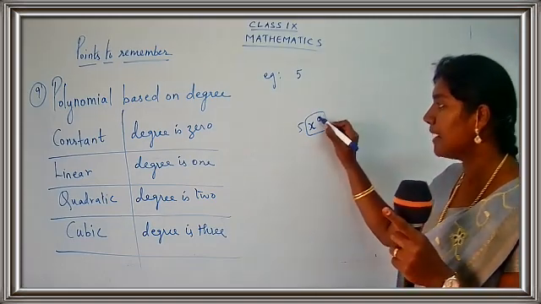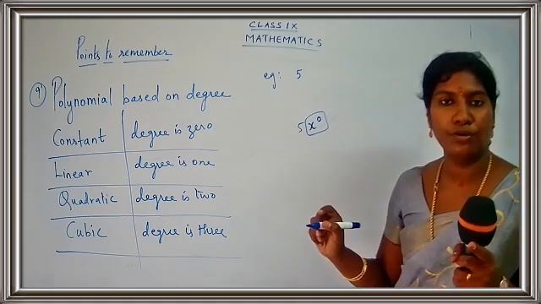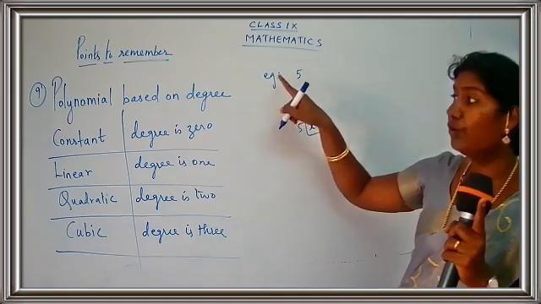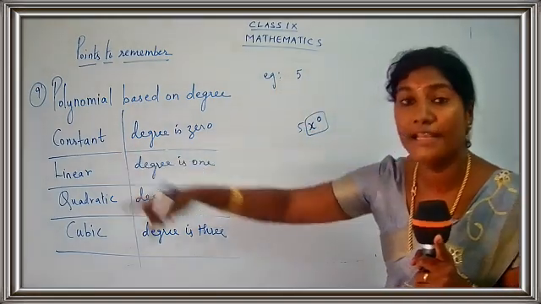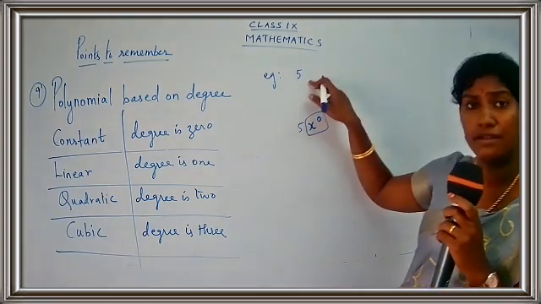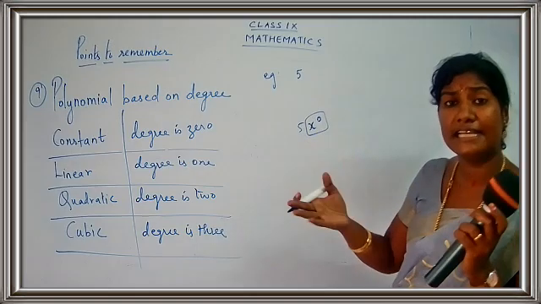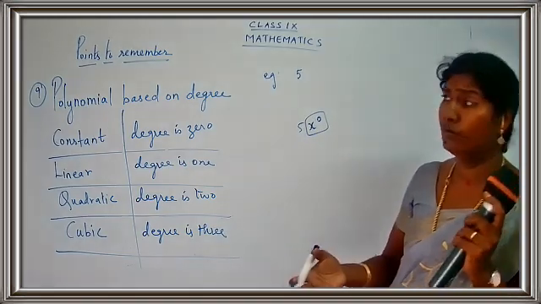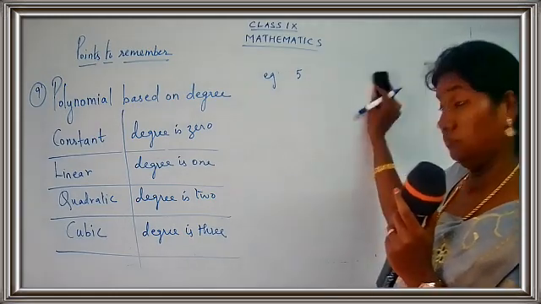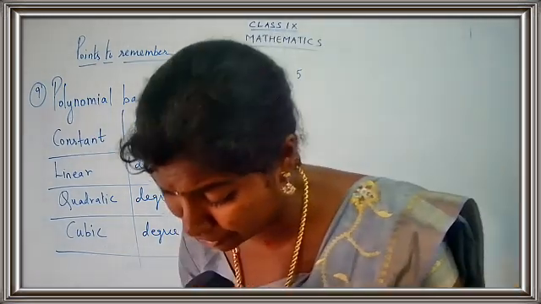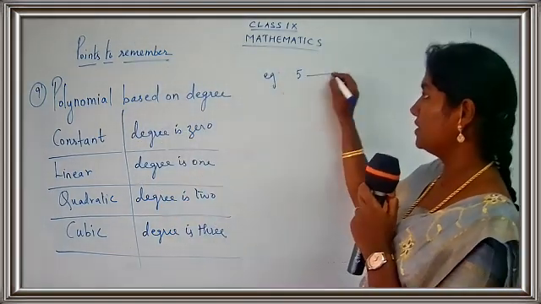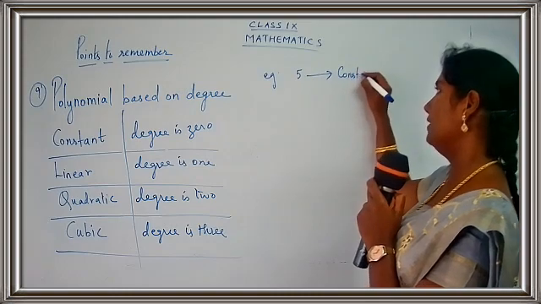So what is the power here? The power is 0. That means the degree is 0. So if the degree is 0, you have to say that polynomial is a constant polynomial. So here no power is there. That means what is the degree? The degree will be 0. So if you have a degree 0, that particular polynomial is called a constant polynomial. So let's write down the definition over here. Write down. A polynomial. So just mention here, this is constant polynomial.